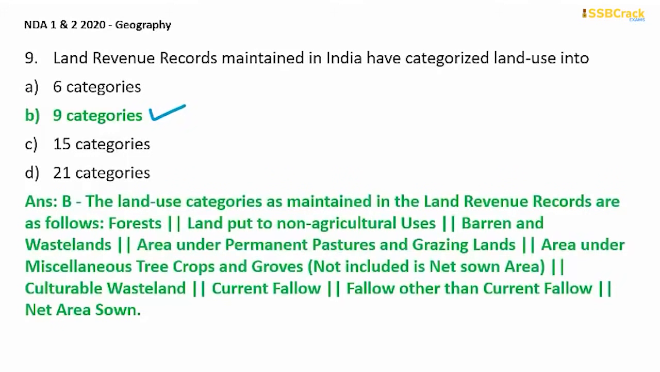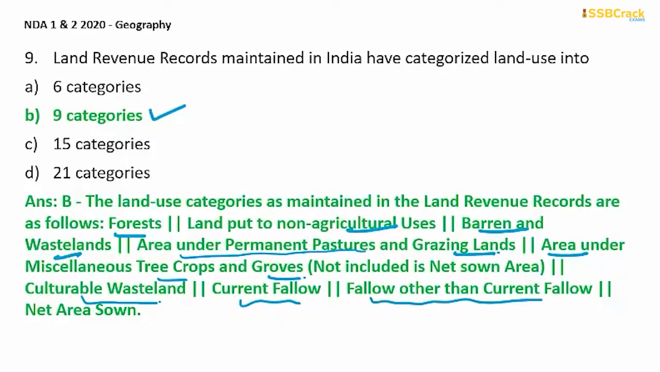According to the land use categories in India, land revenue records have been divided into 9 categories. Those categories I'll also tell you. So forests, land put to non-agricultural uses, barren and wasteland, then area under permanent pastures and grazing lands for cattle, then area under miscellaneous tree crops and groves, which is not included in net sown area, then cultivable wasteland, current fallow or fallow other than the current fallow, and the last one is the net area which is sown or which is being cultivated. So these are all the categories among which, according to the land revenue records in India, it has been divided.